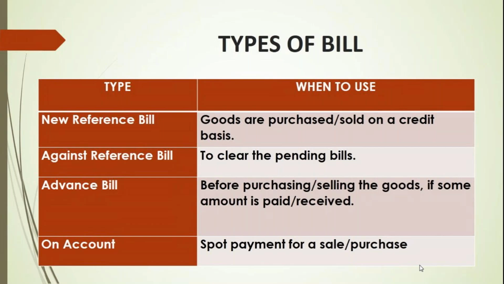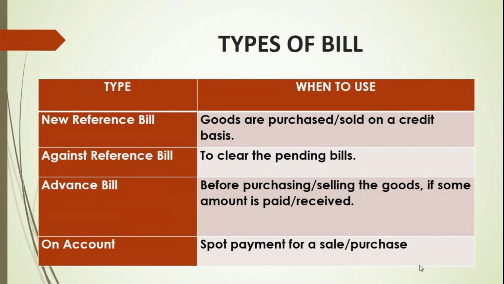Same thing goes with the sale. Now I'm selling to one of my regular clients, regular customer. I don't receive the payment immediately. I receive after a couple of days. Still, I have to pass a sales voucher recording the credit sales under the type of bill as a new reference bill where no payment is received yet. Okay? Now, hope the first one is clear to all of you.